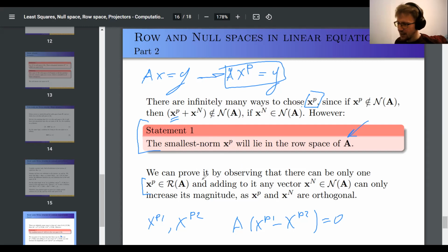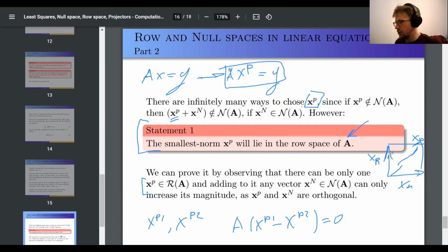That is very interesting. And adding any vector from the null space to this solution that lies in the row space can only increase its magnitude because of the property of the Euclidean metric, or the Pythagorean theorem, right? Here's the sum of two vectors. How do you choose this vector in order for this vector to have the smallest norm? Well, this has to be 0.